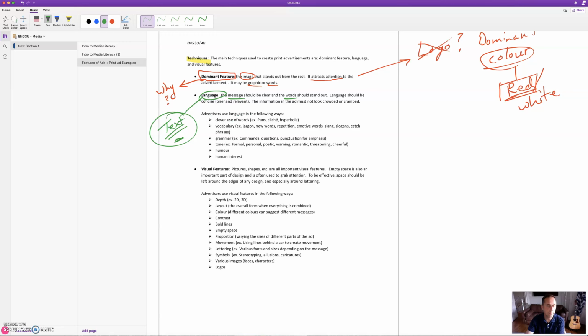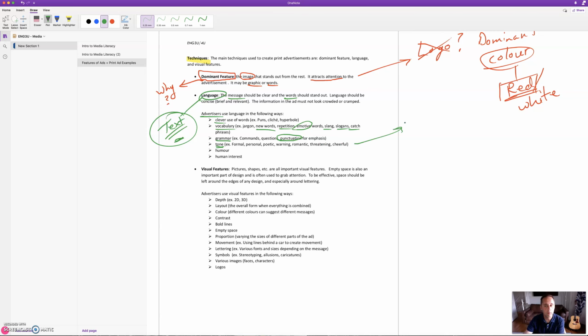So they like to use language in different ways, the advertisers. Maybe they have a clever use of words. Maybe they use specialty vocabulary. Maybe they invent a word or repeat. Maybe it's very emotional. Slang, slogans, catchphrases, all of that. Do they mess around with grammar at all? Even pay attention to punctuation. Sometimes that's a key point. What's the tone? Are they very formal? Is it personal, poetic? Is there a warning? Is it romantic, threatening, cheerful?